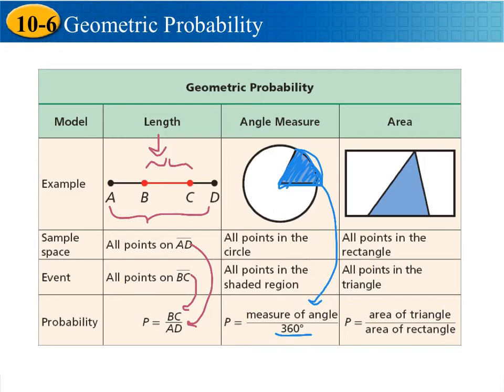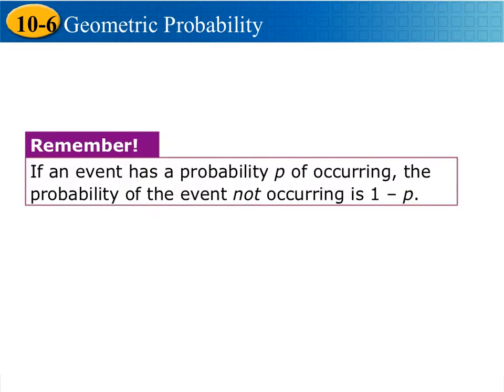The last one, we can use it for area. So our sample space would be the area of the rectangle, which is the whole thing. And our event would be what we're looking for, so just the area of the triangle. So the area of the triangle would go on top, and the sample space, which is the whole thing, would go on the bottom. So if an event has a probability of P occurring, the probability of the event not occurring would be 1 minus P.